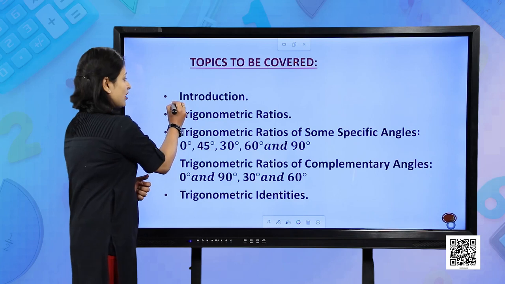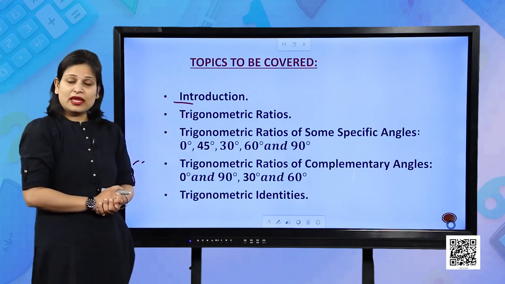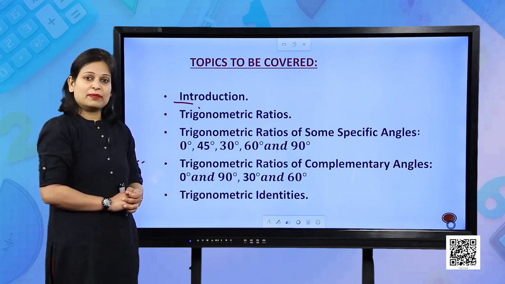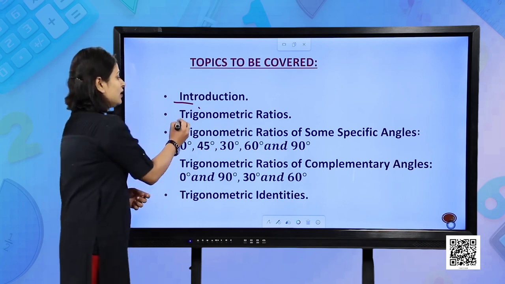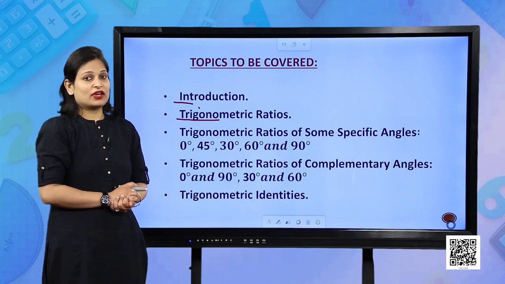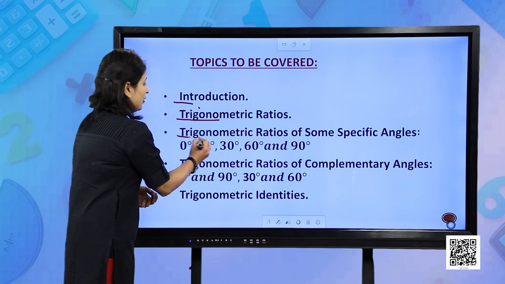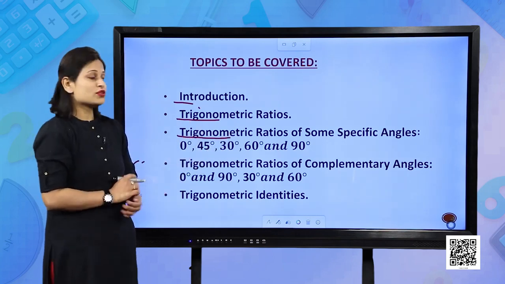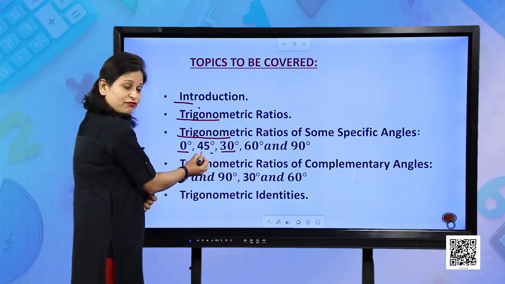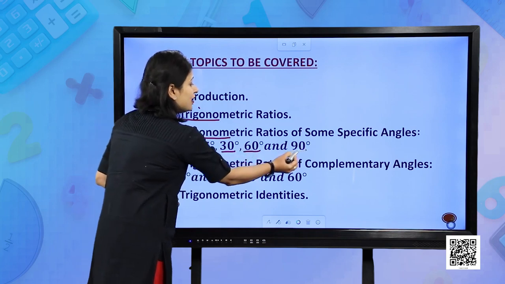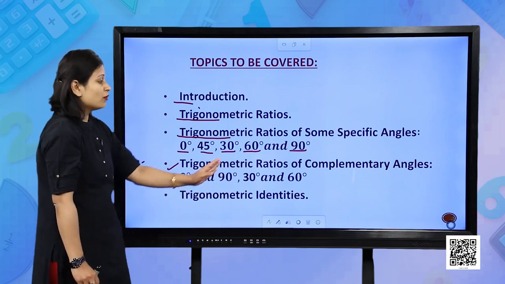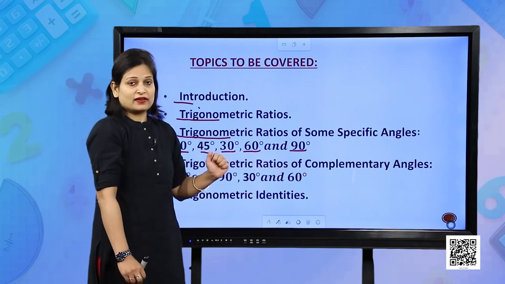First one, Introduction. In this, I will make you able to understand the meaning of trigonometry and real life applications of trigonometry. In trigonometric ratios, we are going to discuss 6 trigonometric ratios in detail. In the third one, trigonometric ratios of some specific angles: 0 degree, 30 degree, 45 degree, 60 degree and 90 degree. In the fourth one, we are going to discuss trigonometric ratios of complementary angles.